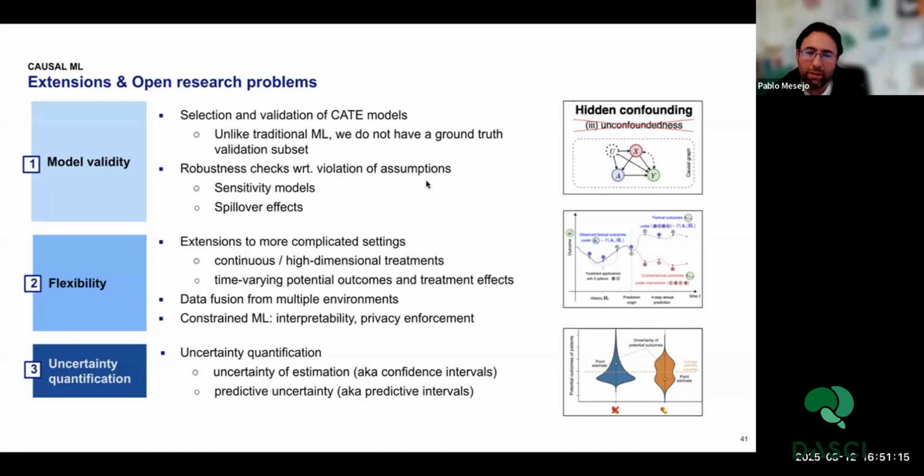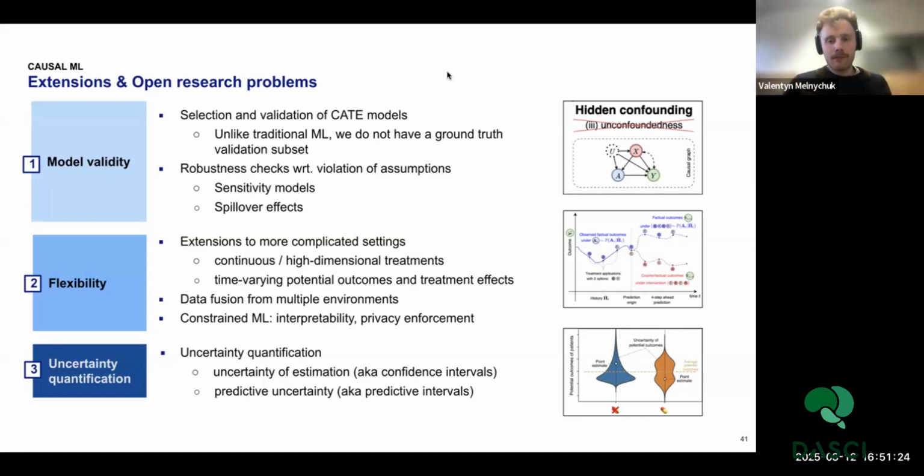If I'm not mistaken, you have worked as well with causal transformers for estimating counterfactual outcomes. I don't know if you could tell us a bit more about this research line and what kind of modifications you do on the usual transformer to perform these kind of tasks.